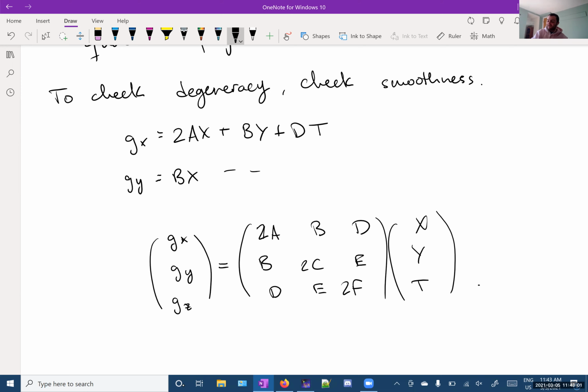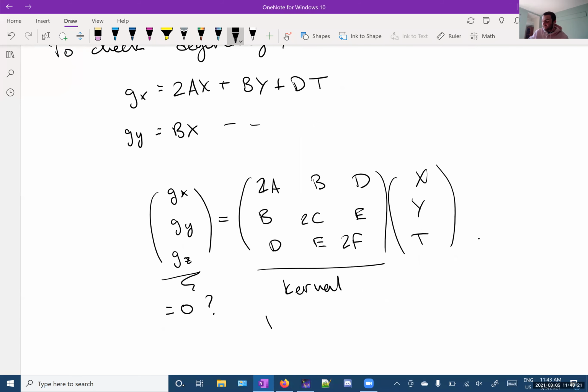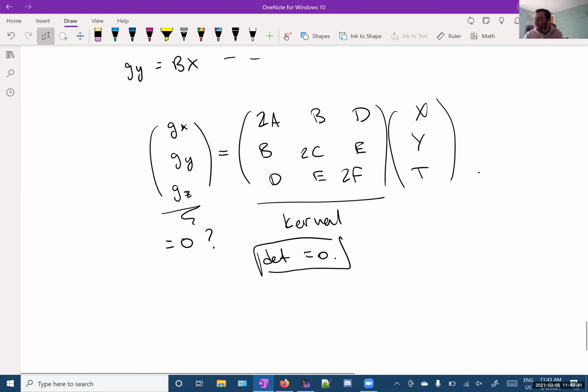Now, the reason I say this is because I want to know when the conic is singular, when the conic is not smooth. So I need to know when this is 0, which means that this matrix has a kernel, which means that it has 0 determinant. So the actual condition that we have to check for this conic to be lines is this determinant equals 0. And this is about as far as I want to go.